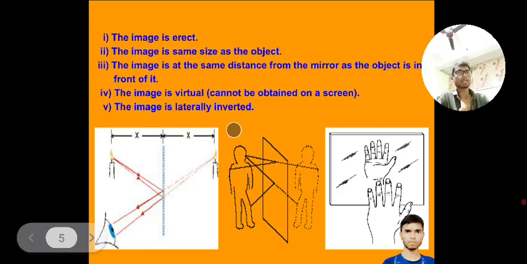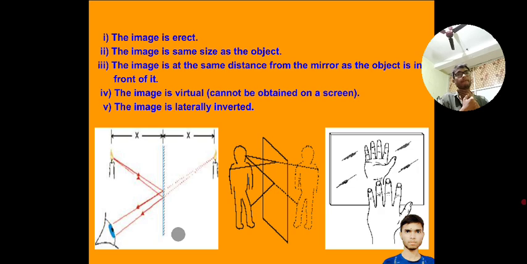The image is as a size. It is telling you here we took a plane mirror. This will happen with a plane mirror. With a concave mirror, with a convex mirror, something else will happen. A plane mirror will always give you an erect image, the same size of image. Size of object would be equal to size of the image.